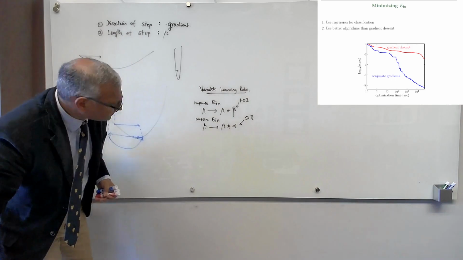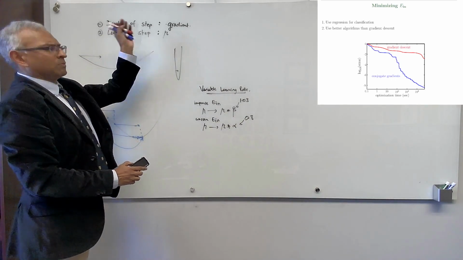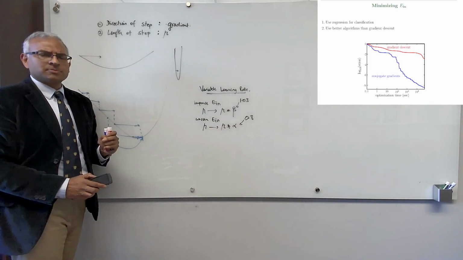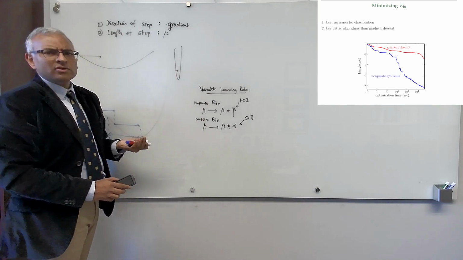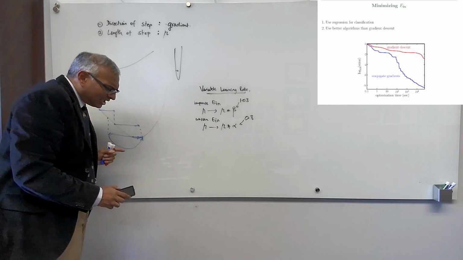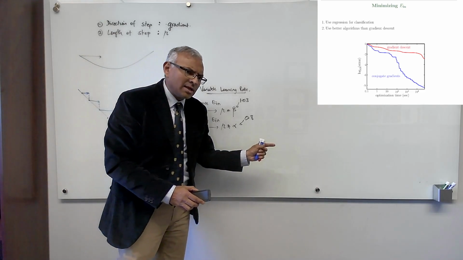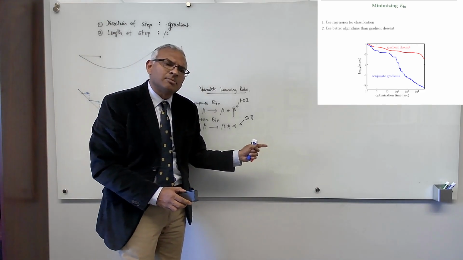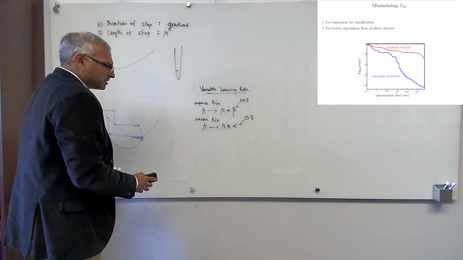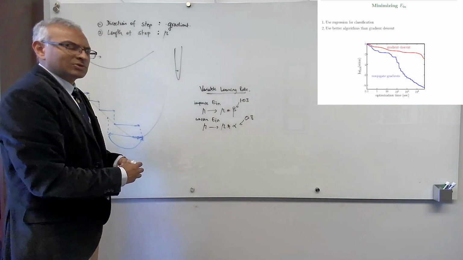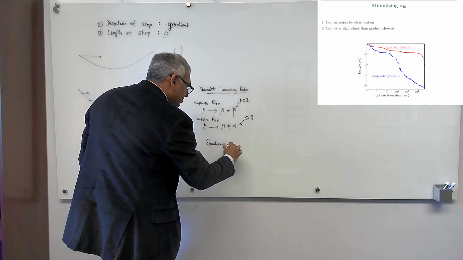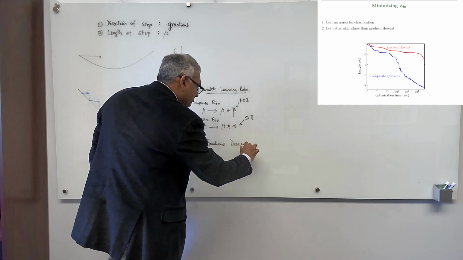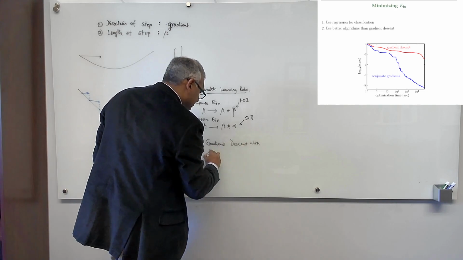Okay. But then, once we've chosen the direction of the step, which is the negative gradient, you might wonder, well, why do I need to take a step? Why don't I just do line search? Why don't I keep going in that direction until I cannot improve the in-sample error anymore? Okay. And so that's called gradient descent with line search.